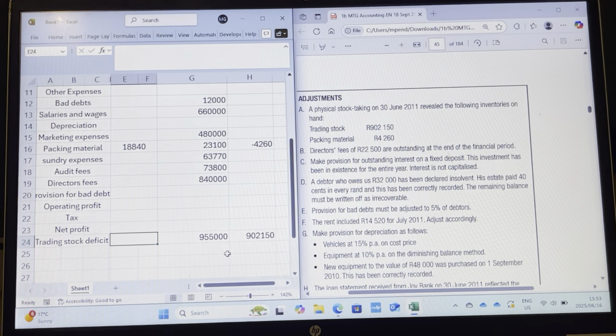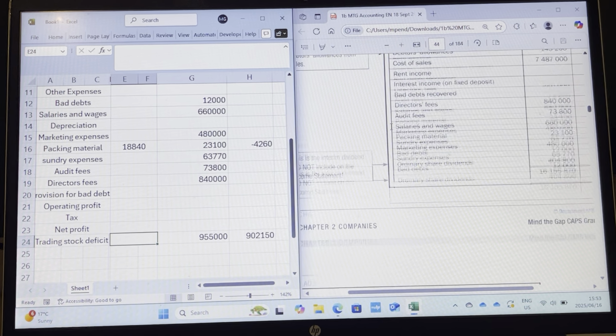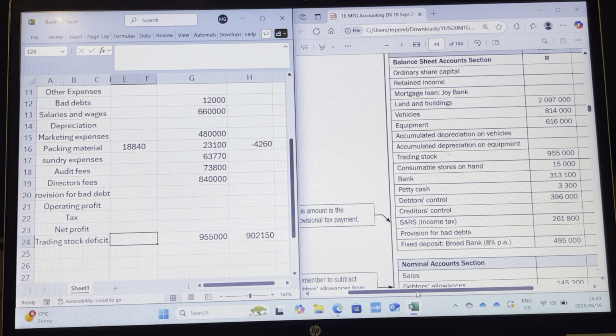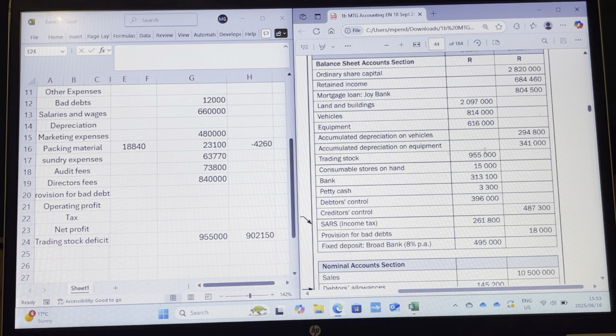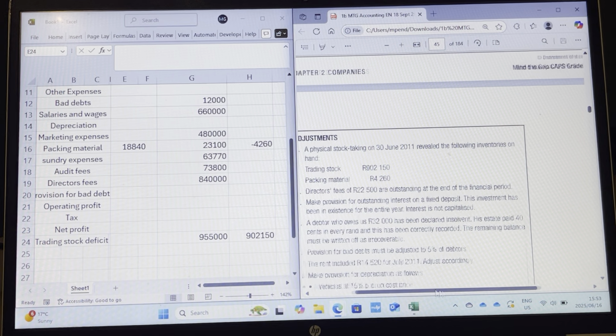While we were still on the second transaction, we were looking at trading stock. It says that our physical stock take revealed that we had 902,000 worth of trading stock, but our records show that we still have 955. Means there's a deficit. It's either that it was stolen or it has gone obsolete.